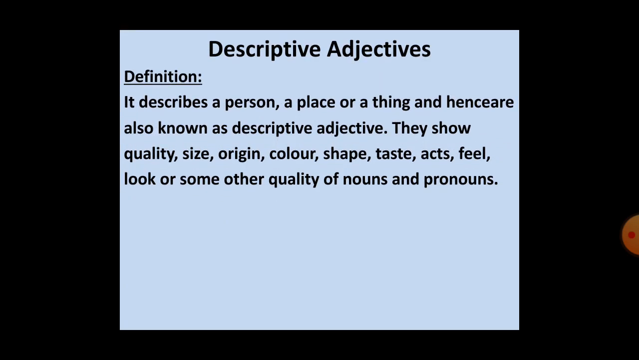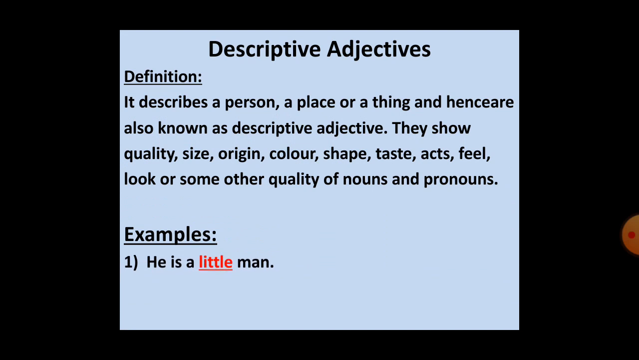Basically, what are descriptive adjectives? They show the quality, size, origin, color, shape, taste, acts, feels, or such things. Okay, and one of the important questions we cover from the adjective topic is order of adjectives. So this adjective type makes a question, order of adjectives, okay, in which we have size, quality, origin, color, shape, taste.